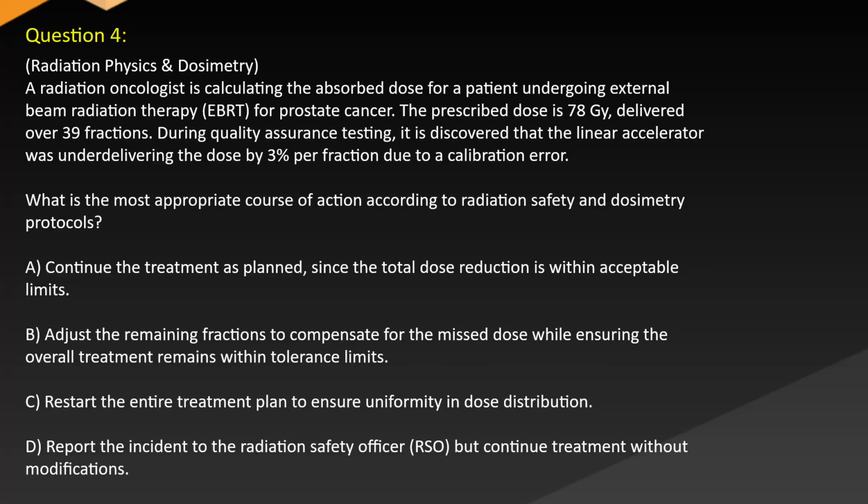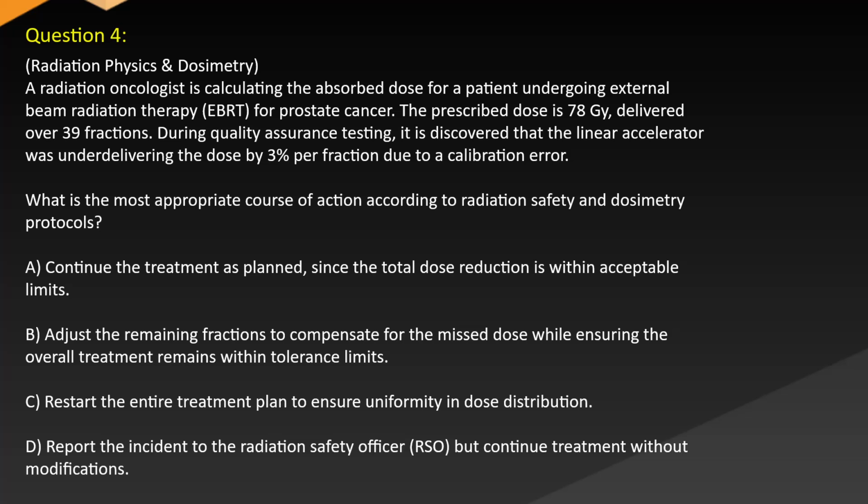A radiation oncologist is calculating the absorbed dose for a patient undergoing external beam radiation therapy (EBRT) for prostate cancer. The prescribed dose is 78 Gy delivered over 39 fractions. During quality assurance testing, it is discovered that the linear accelerator was under-delivering the dose by 3% per fraction due to a calibration error. What is the appropriate course of action according to radiation safety and dosimetry protocols?